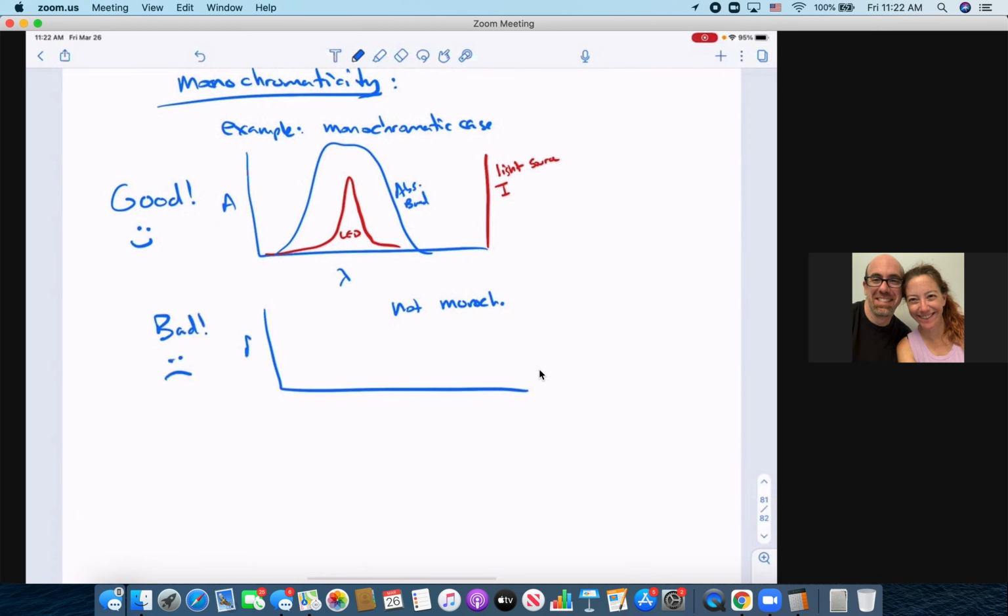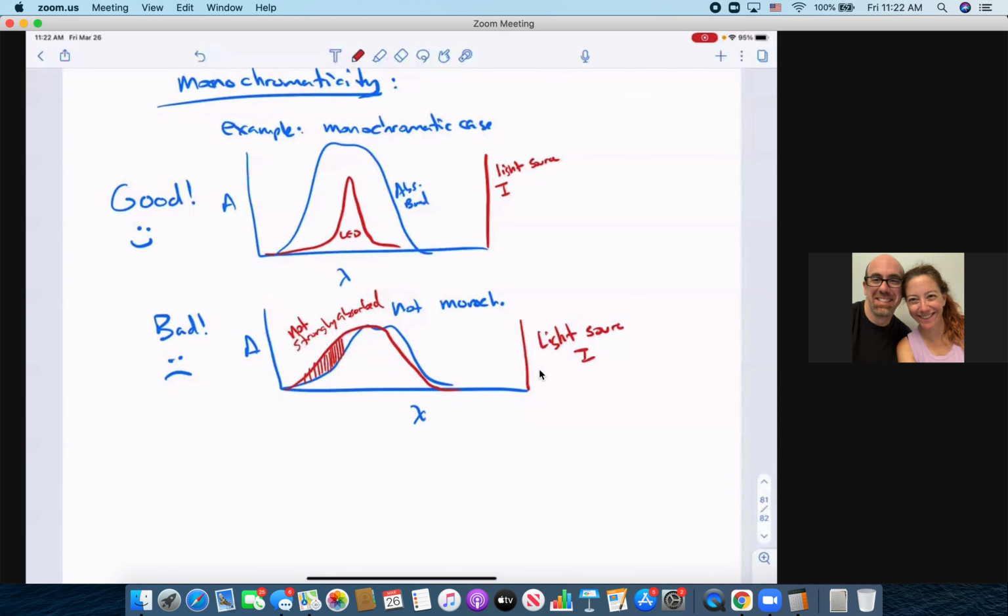Makes me sad. So I've got absorbance and wavelength. Now here's my absorbance band, same absorbance band, same scale. But let's say I've got a really broadband light source that I don't filter very well. The regions I'm shading here are not strongly absorbed. That's intuitive, right? That light falls outside of the absorbance band of the molecule.